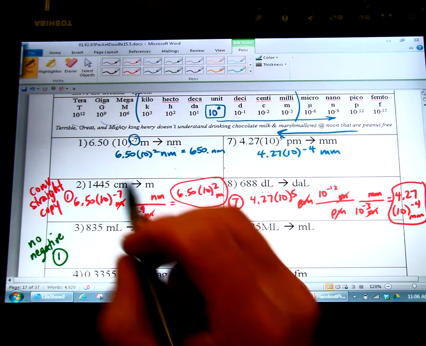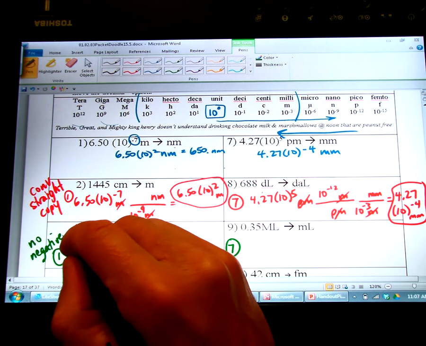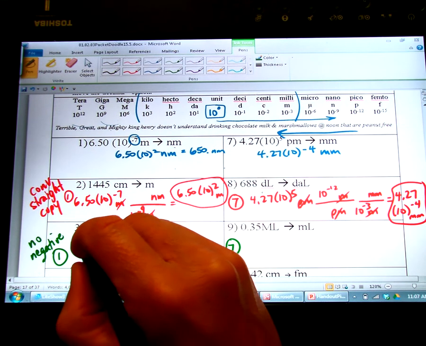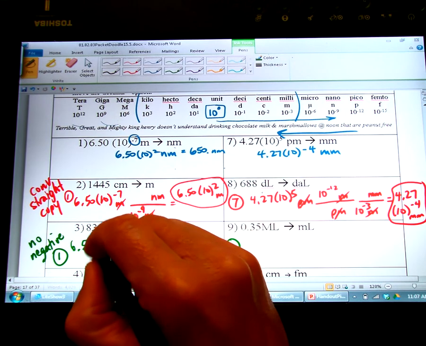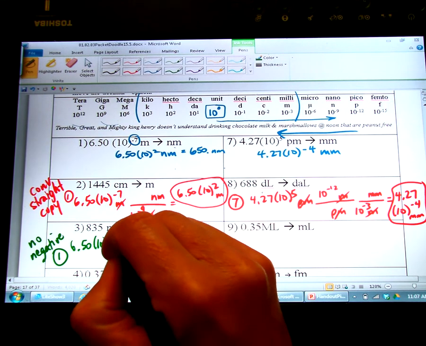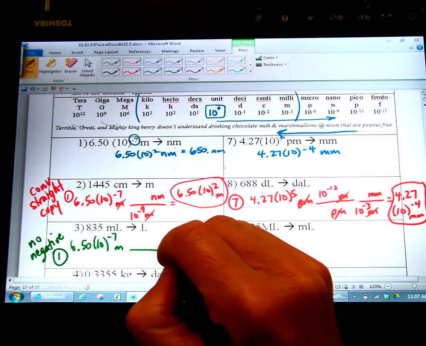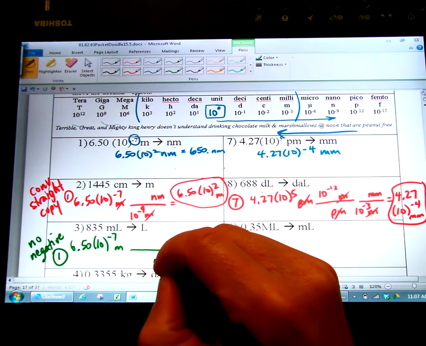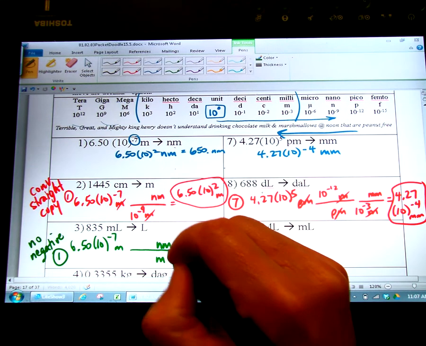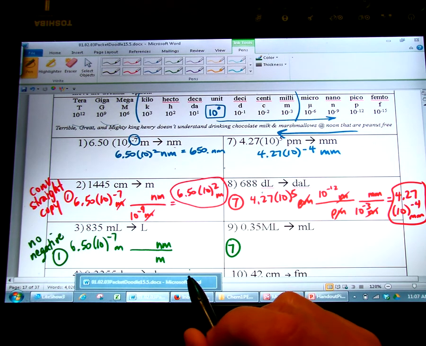the negatives. So let's say we're doing number 1 again, and we have 6.50 times 10 to the negative 7th meters. And I want to get rid of this and go to nanometers. So I want to get rid of meters and go to nanometers, so I'm still going to set this up as a conversion.